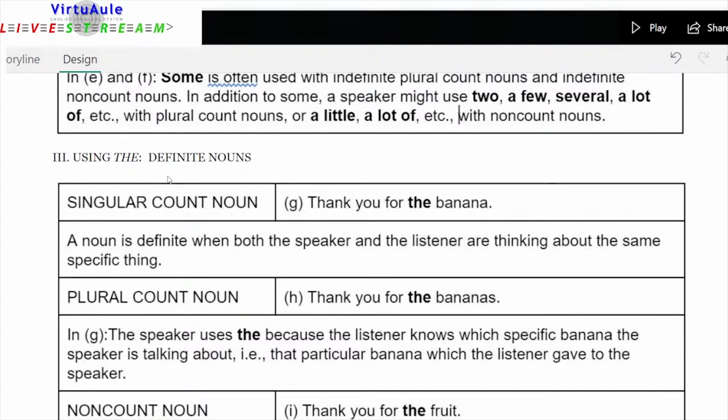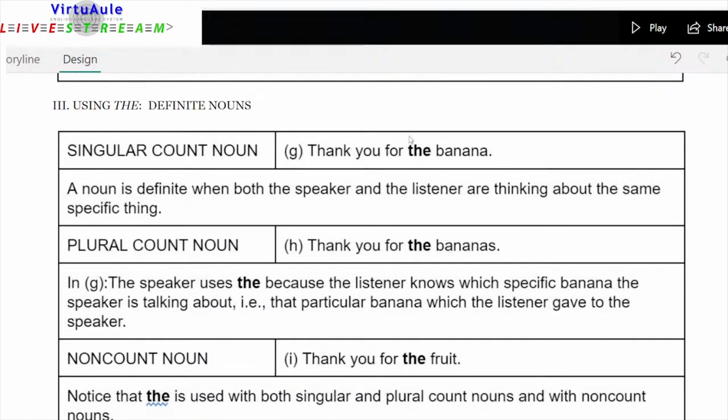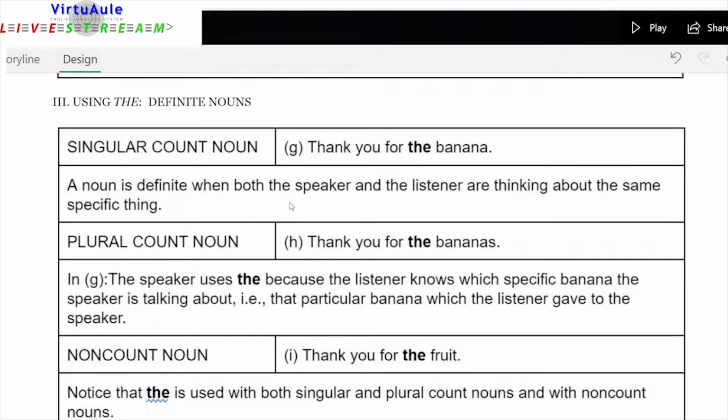Using the with definite nouns. Thank you for the banana. A noun is definite when both the speaker and the listener are thinking about the same specific thing. Thank you for the banana. In the context, I understand exactly which banana. You can substitute the idea of the with the idea of which. You can answer the question, which banana?